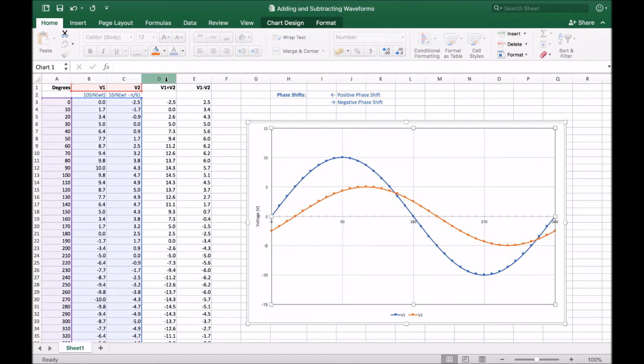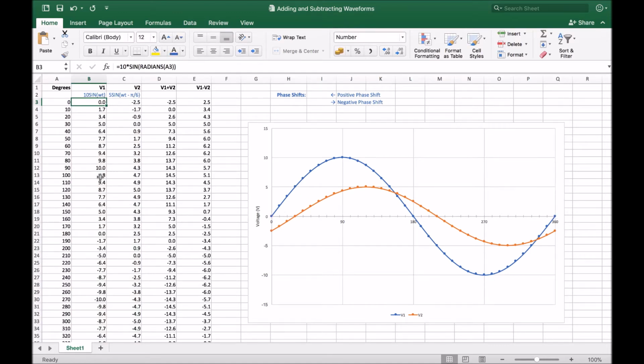What we're going to do in this video is look at what happens when we add and subtract these waveforms from each other. You'll notice I have all the instantaneous values of my waveforms in these columns. For instance, at 0 degrees, my first waveform V1 has a value of 0, and we'll see that reflected on our diagram. Likewise, V2 has a value of minus 2.5, and there it is marked on my diagram as well. For my third column, V1 plus V2, both instantaneous values at any given point are added together to give a total.